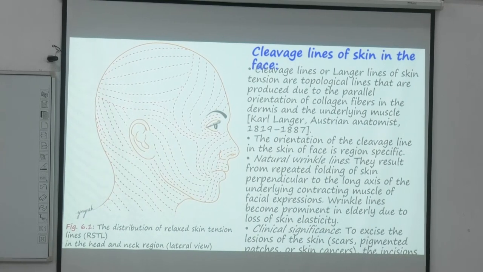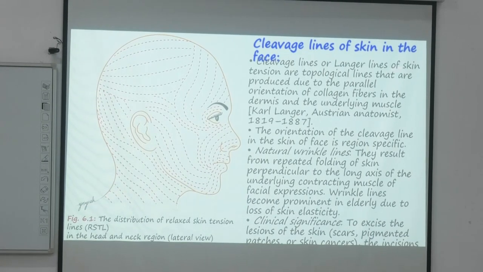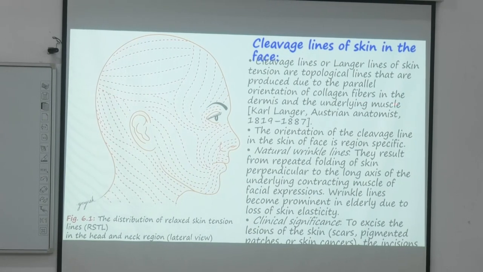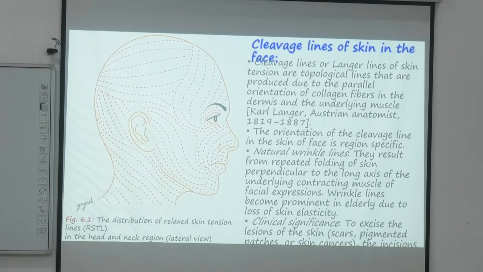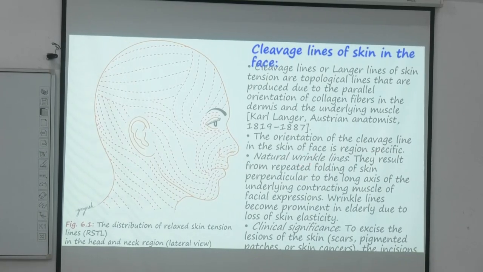Now cleavage lines. This dotted line you can see over the face. These are the cleavage lines or Langer's lines of the skin. These are topological lines produced due to parallel orientation of collagen fibers in the dermis and the underlying muscle. Okay. And the orientation of cleavage lines in the skin of the face is region specific. Natural wrinkle lines result from repeated folding of skin perpendicular to the long axis of the underlying contracting muscle of facial expression. And wrinkle lines become prominent in the elderly due to loss of skin elasticity.